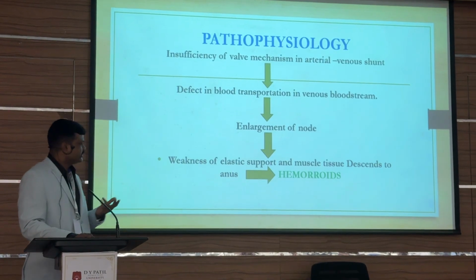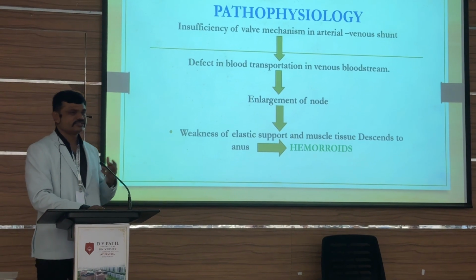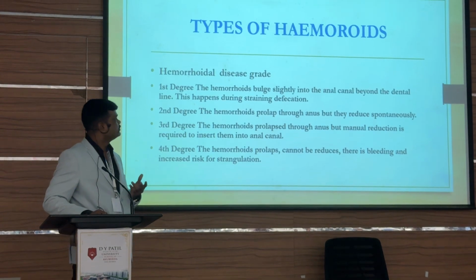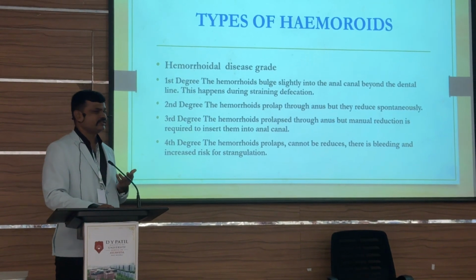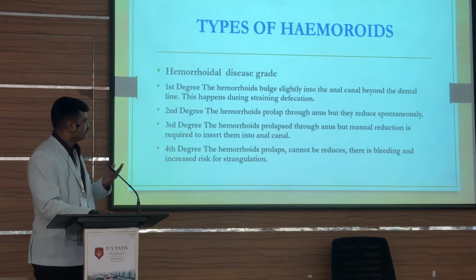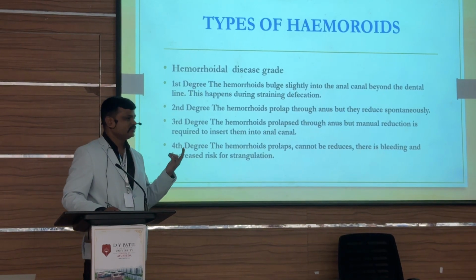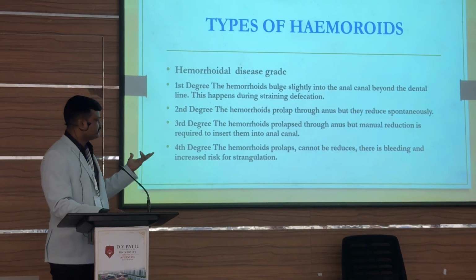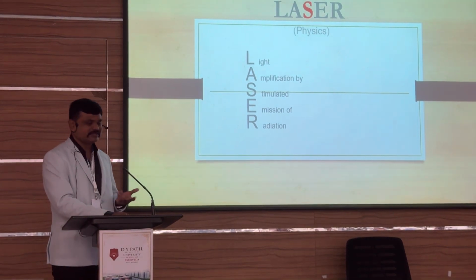This causes weakness of the elastic support and muscle tissue, which descends to the anus, causing hemorrhoids. So, hemorrhoidal disease grades, as we all know, are grade 1, grade 2, grade 3 and grade 4. Grade 1 has only bleeding. Grade 2 has a prolapse that comes out and goes back automatically. Grade 3 needs manual reduction, and grade 4 remains permanently outside.